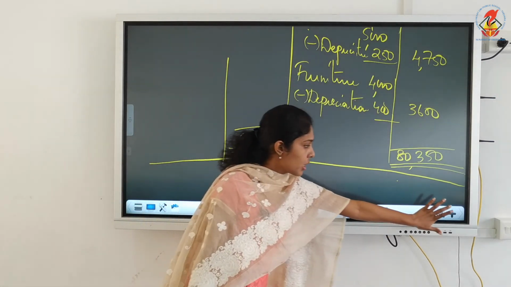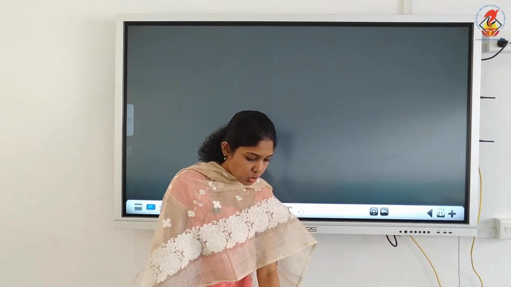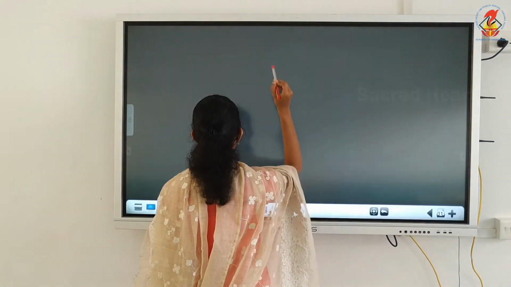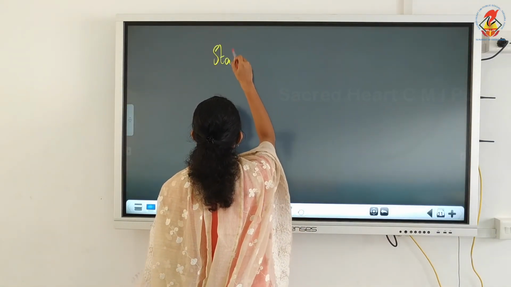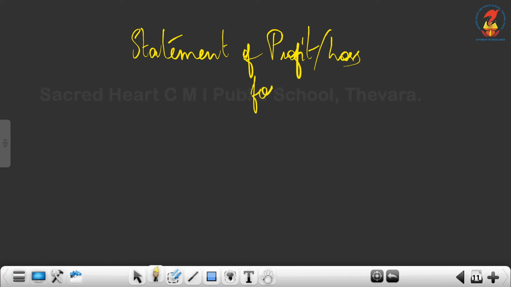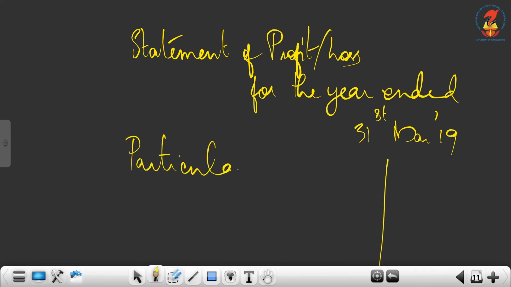So what we can compute now is the profit or loss, but here in this question they have asked you to prepare a statement. So we will do the statement of profit and loss. Give the heading statement of profit or loss, that is P&L, for the year ended. Here don't write as at, you must write it as for the year ended 31st March 2019. Particulars in one amount column.